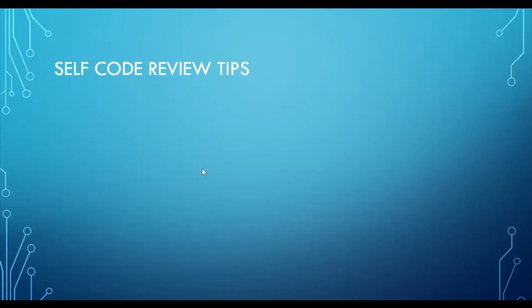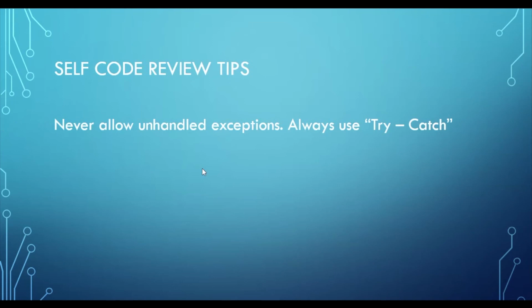Yes. Now the final gist of whatever we have learned till now, the self code review tips. Number 1, never allow unhandled exceptions. Always use a try catch to catch any exception that might occur. We never know, anything can come at runtime based on data as well, so you always use a try catch. You have to exit properly out of your system.